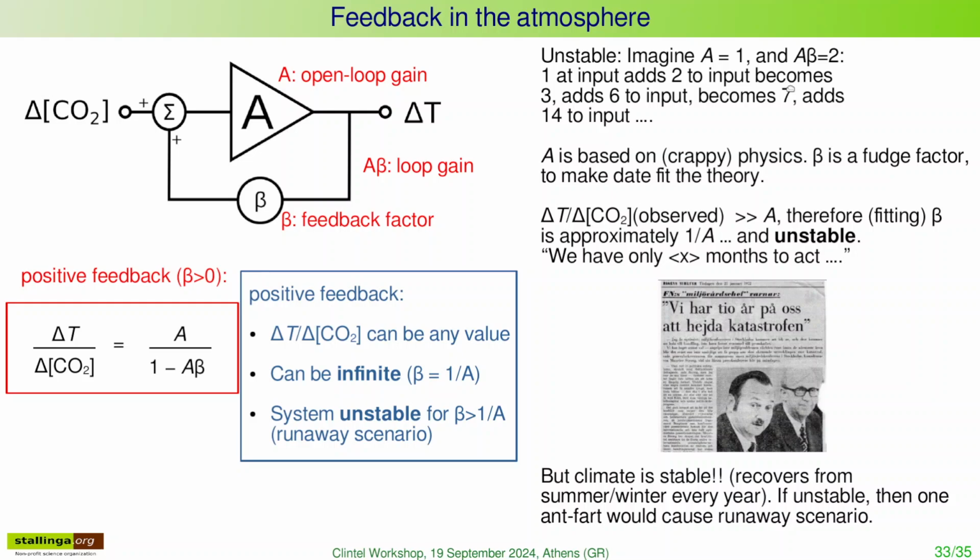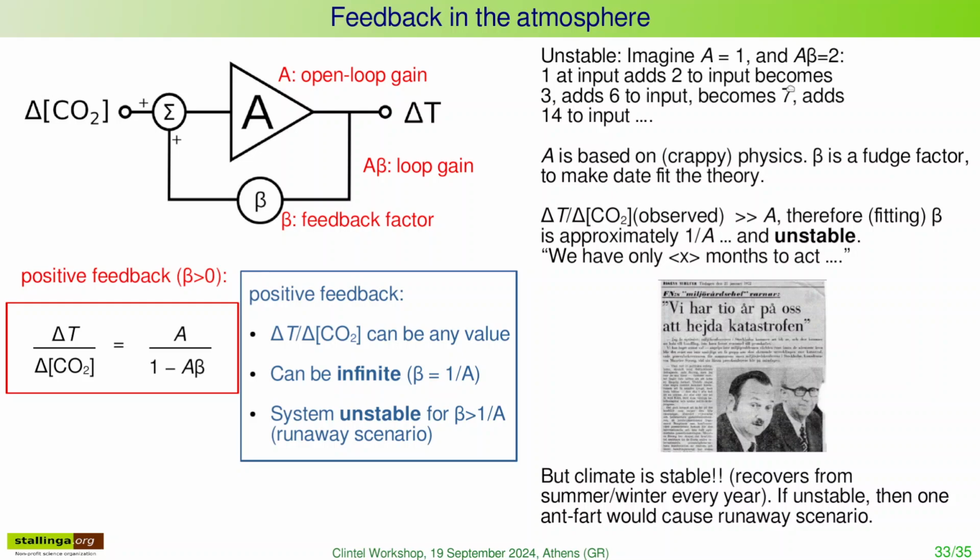A is called the open loop gain, which is, let's say, this greenhouse effect. And with feedback, you can now see that on the left in the red box, there are the changes in temperature upon changes of carbon dioxide in the atmosphere. It's a very simple mathematical equation: A divided by 1 minus A beta. And since this beta is not a parameter that you can actually measure, you just use it as a fitting parameter to your data, you can now explain huge changes in temperature with very small changes in carbon dioxide in the atmosphere.